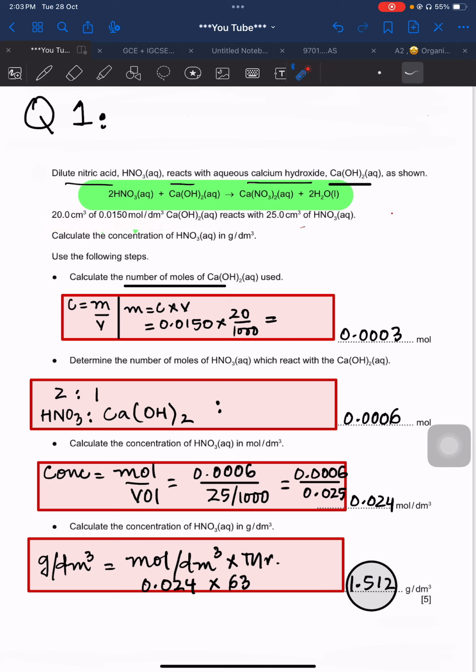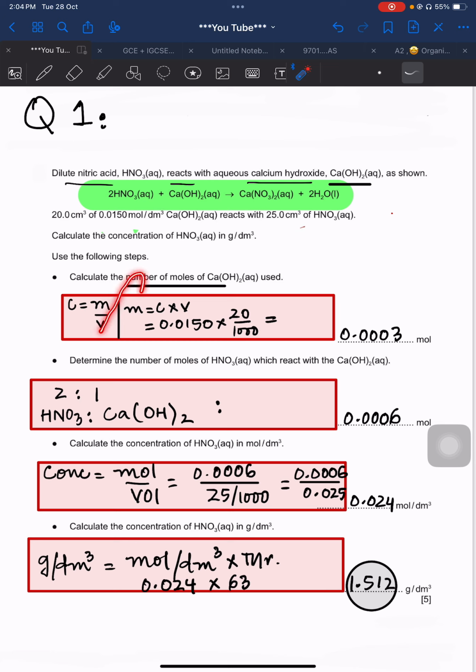And has the examiner given us the volume of calcium hydroxide? Yes, that is 20. But there is a problem. He has given us the volume in centimeter cube, but he has given us the concentration in moles per decimeter cube. So one is in centimeter cube, whereas the other is in decimeter cube. To convert centimeter cube into decimeter cube, one has to divide the centimeter cube volume by 1000. So you can check this right now, concentration is equal to moles upon volume.